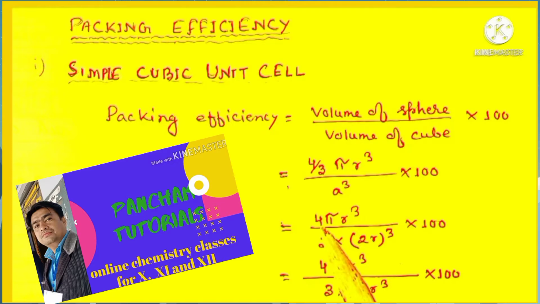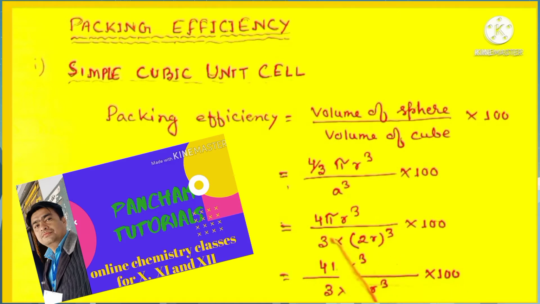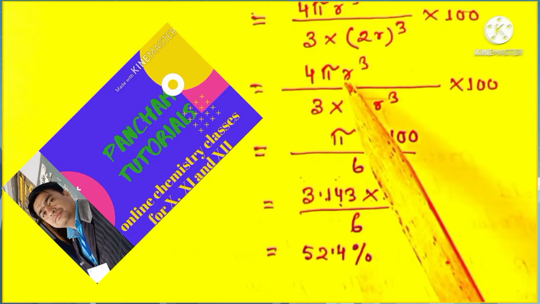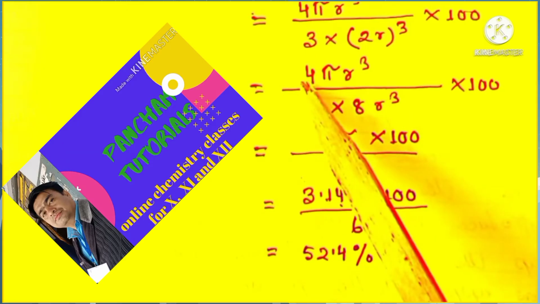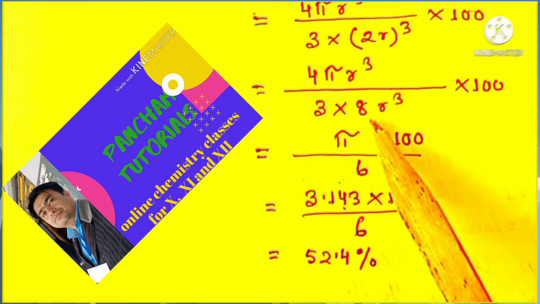Now this can be written as 4 pi r cube, and this 3 will go down, so 3 into, and the value of A is twice R in case of simple cubic unit cell. So twice r whole cube multiplied by 100. Now in the next step, this one we can write as it is, 4 pi r cube divided by 3, and twice r whole cube is equal to 8 r cube. Now see here, r cube and r cube can cancel each other. 4 1s are 4 and 4 2s are 8. So here we are getting 2.